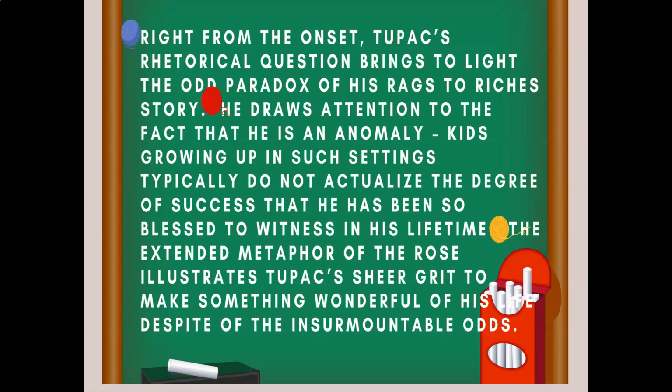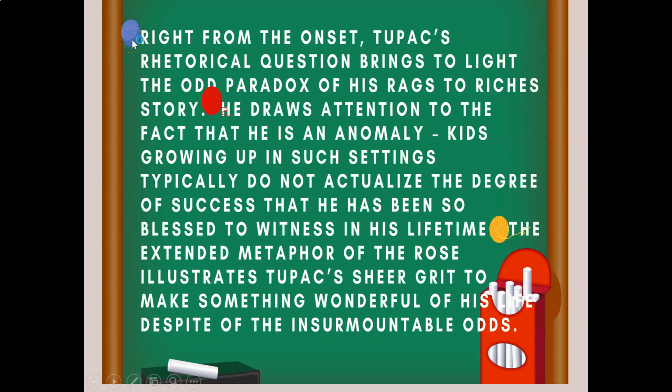Right from the onset, Tupac's rhetorical question brings to light the odd paradox of his rags to riches story. He draws attention to the fact that he is an anomaly. Kids growing up in such settings typically do not actualize the degree of success that he has been so blessed to witness in his lifetime. The extended metaphor of the rose illustrates Tupac's sheer grit to make something wonderful of his life in spite of the insurmountable odds. All right, so I tell my kids that the first premise is a promise.